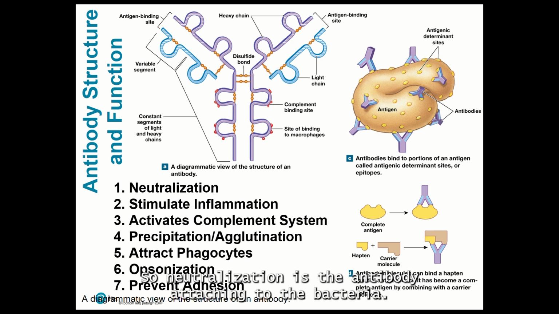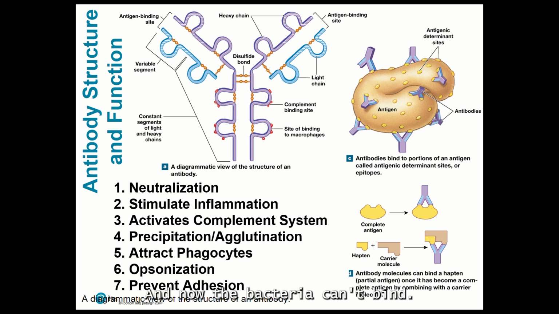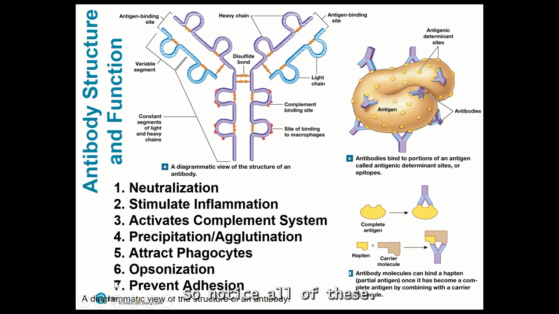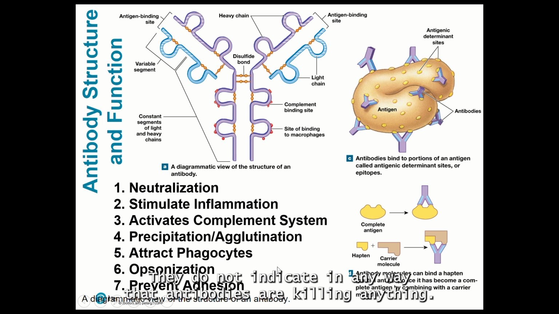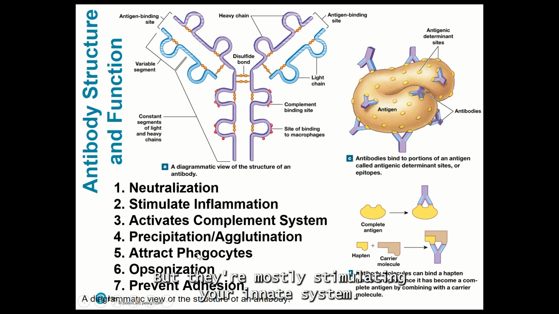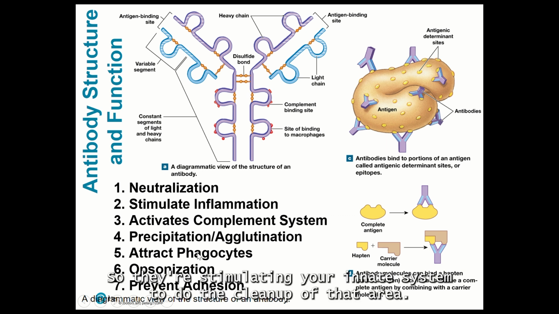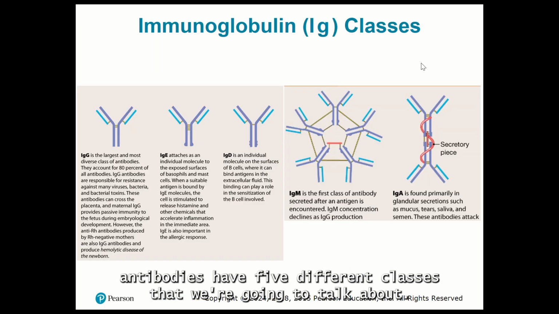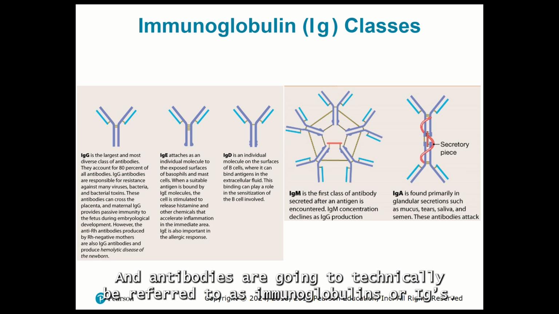So neutralization is the antibody attaching to the bacteria, and now the bacteria can't bind. Preventing adhesion is the antibodies are coating your tissues, which prevents the pathogen from binding to your cells. So notice all of these, they do not indicate in any way that antibodies are killing anything. So the antibodies don't actively destroy the pathogens, but they're mostly stimulating your innate system. So they're stimulating your innate system to do the cleanup of that area, and it's just making that all a lot more efficient.